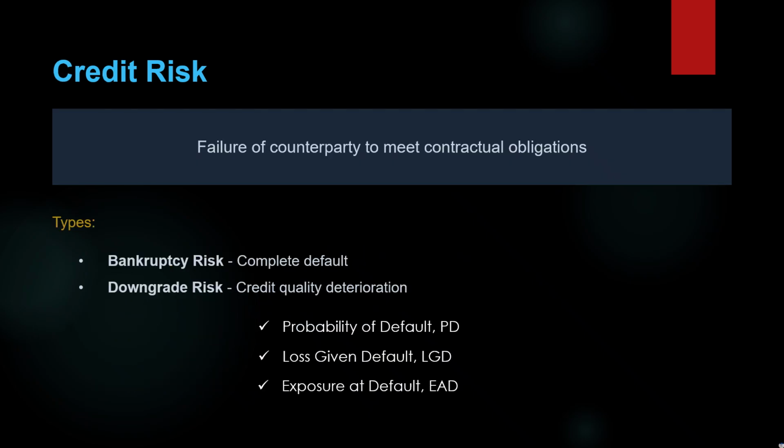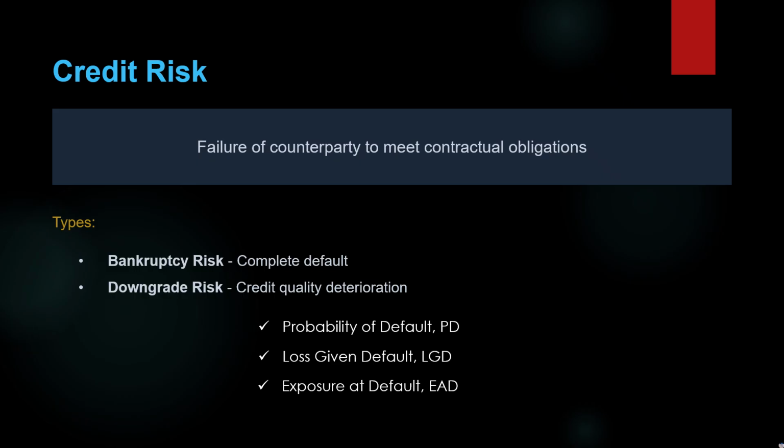Moving to our second major financial risk, credit risk. Credit risk is the risk that a counterparty will fail to meet their contractual obligations. In simple terms, it is the risk that someone who owes you money won't pay you back. Credit risk comes in two main types.